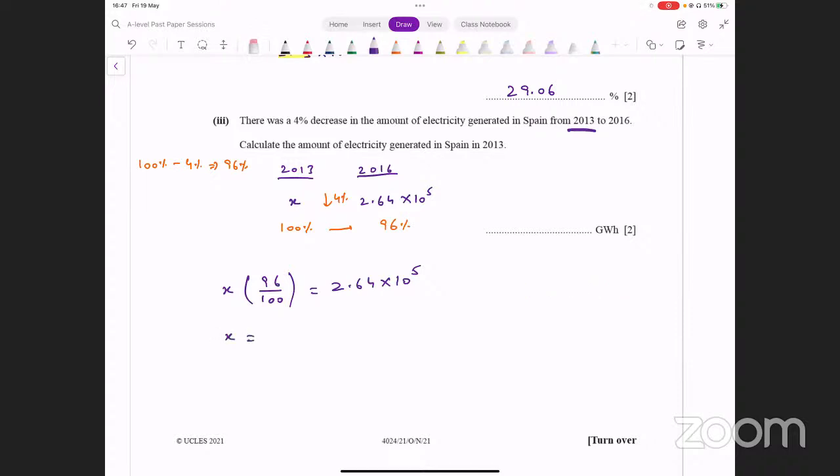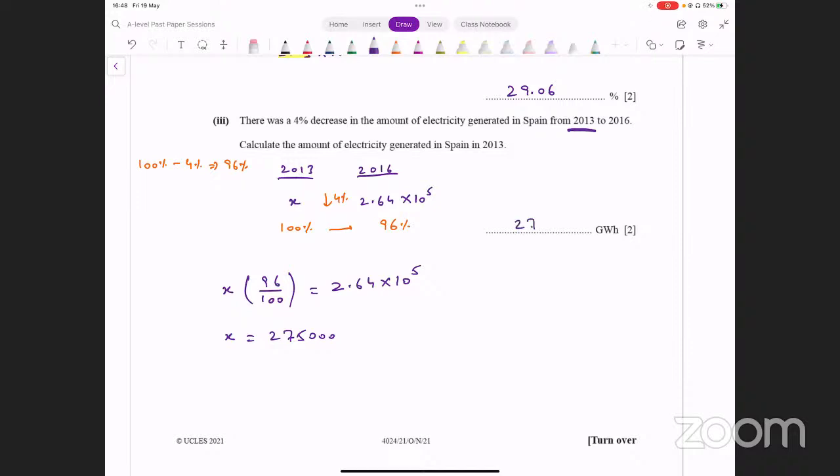Just do this on your calculator. 2.64 into 10 raised to power 5 multiplied by 100 divided by 96, and that is giving me 275,000 gigawatt hours. This is the final result that I'm getting from this. अब उसने क्वेश्चन के अंदर कोई इंस्ट्रक्शन नहीं दी हुई है कि आपको फाइनल आंसर साइंटिफिक फॉर्म में लिखना है. So it's perfectly okay if you just write this number as it is as well.